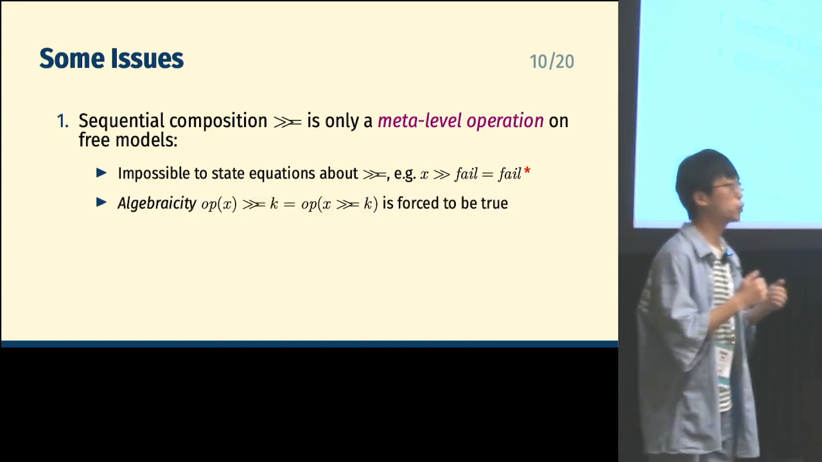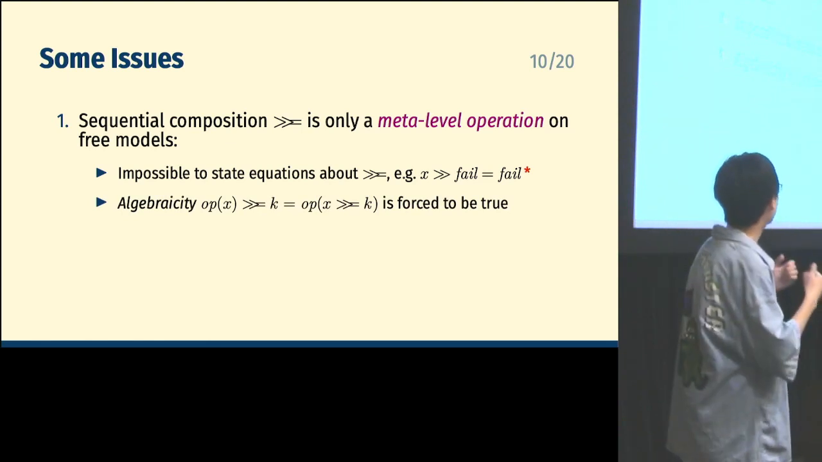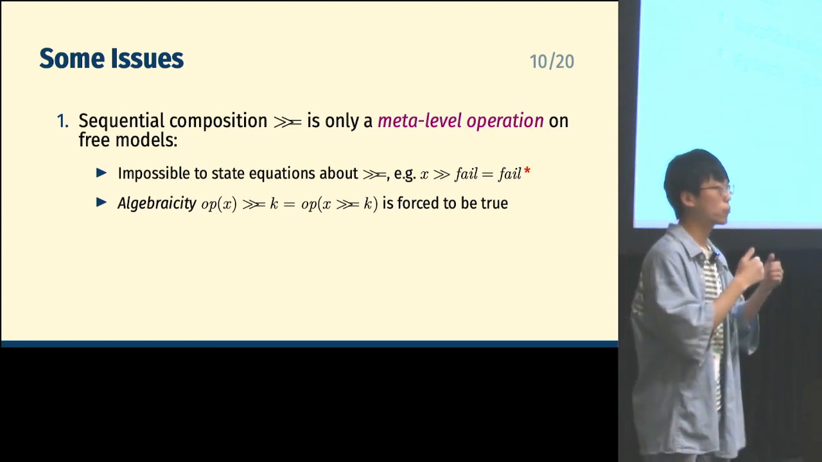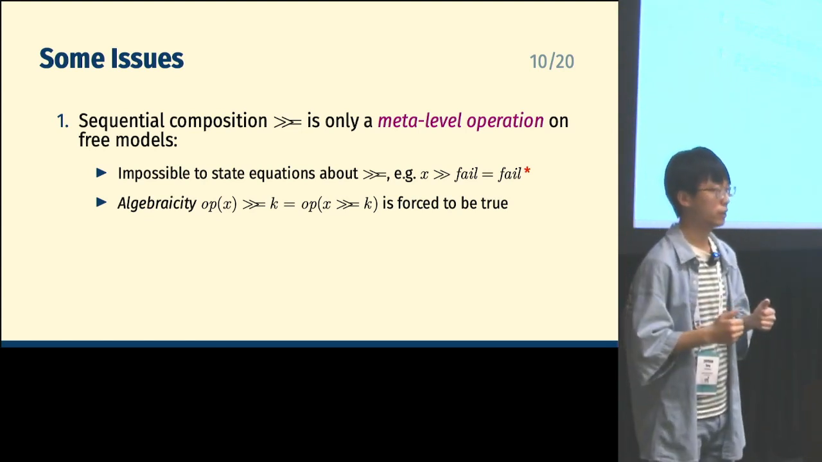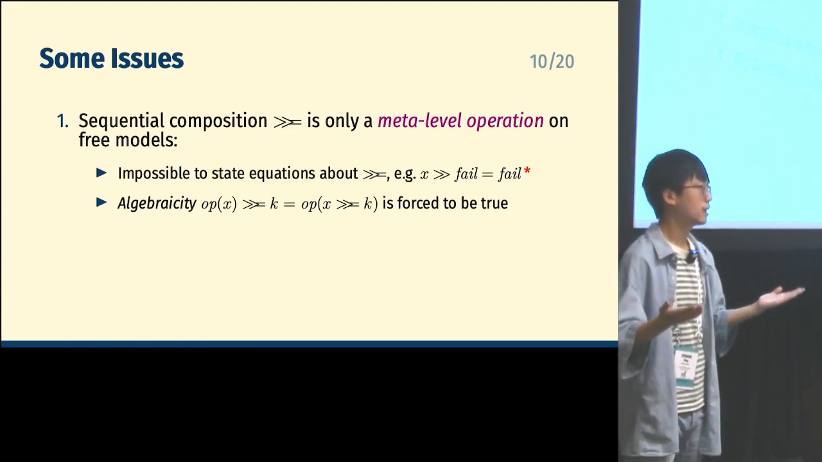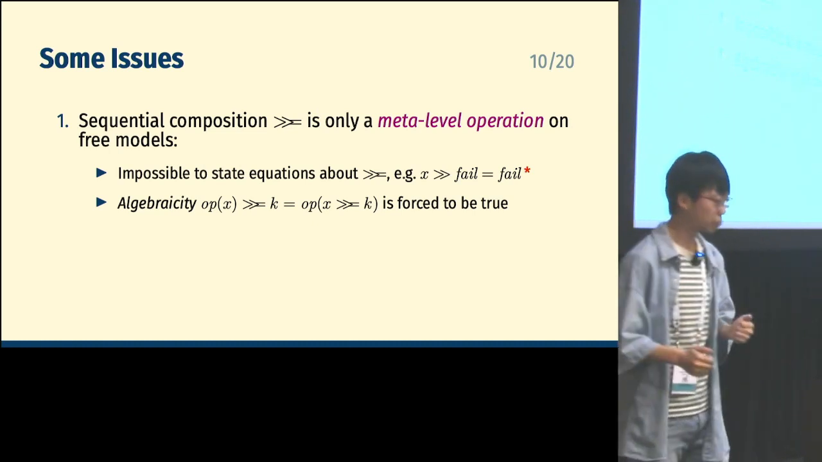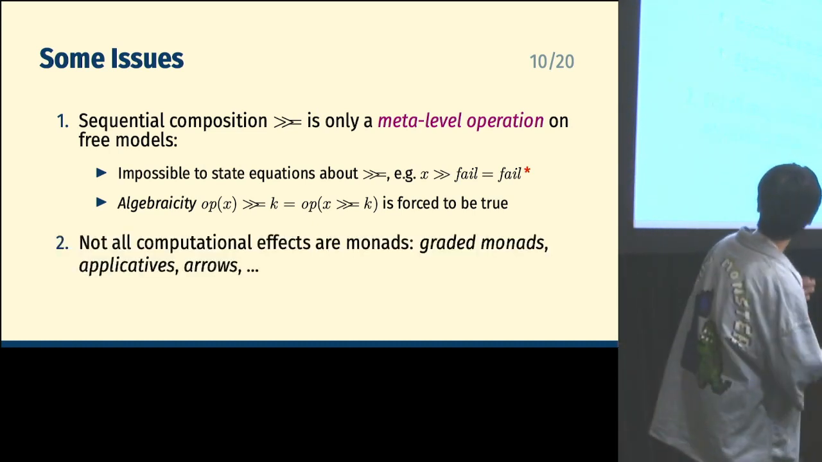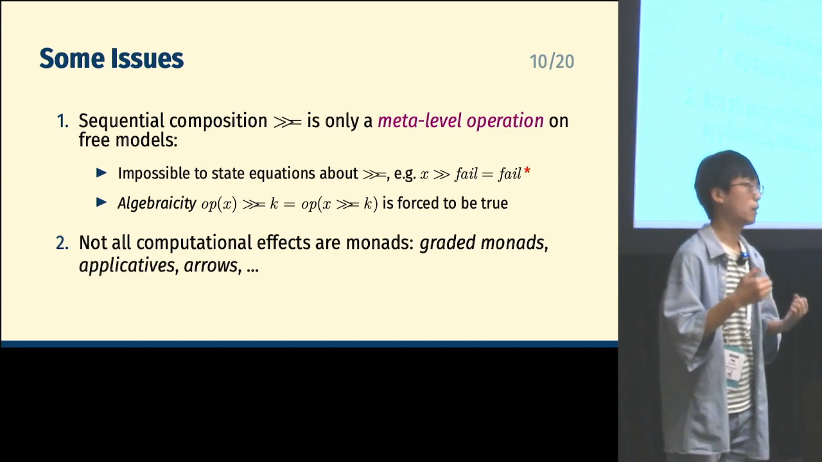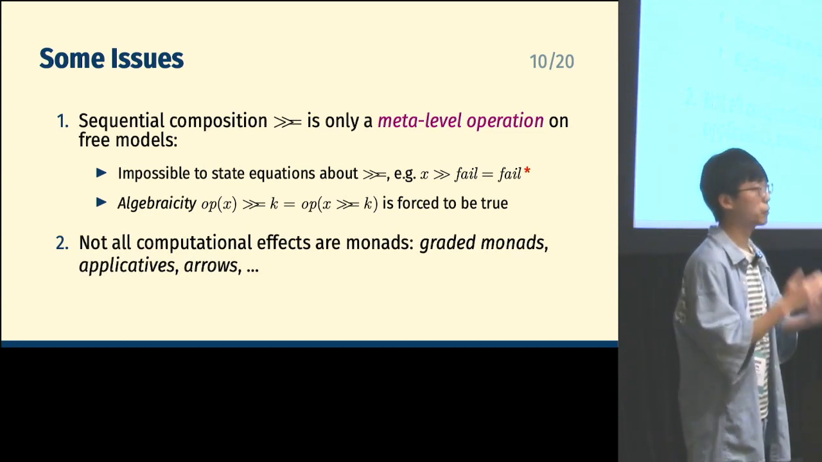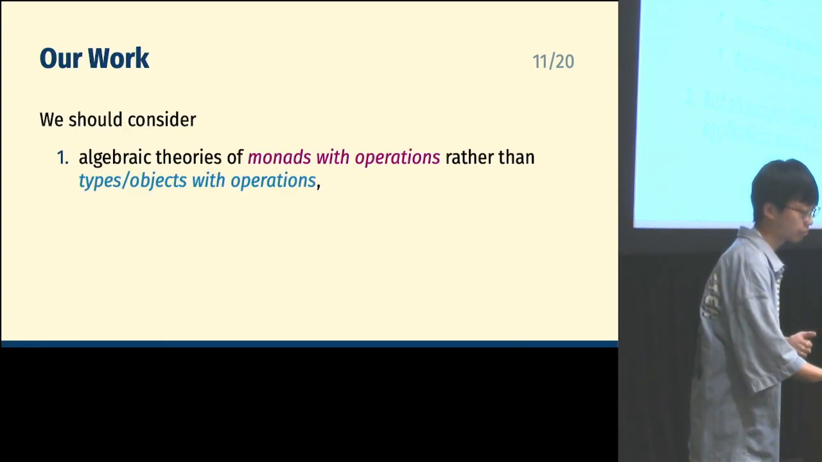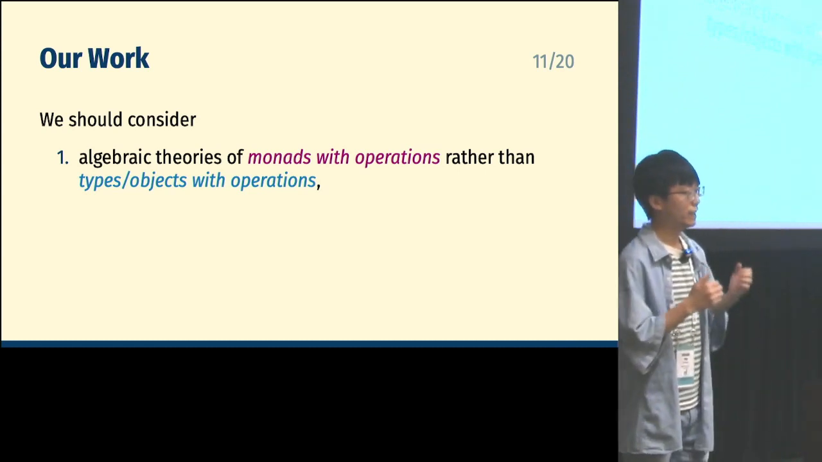And moreover, sequential composition on the free models necessarily satisfies a property sometimes called algebraicity, which says that sequential composition commutes with every operation. But in practice, many operations just don't satisfy this property. So we cannot use algebraic effects to model these operations. And some of you may know there are some concepts that we also use to model computational effects, but they are not monads. But algebraic effects are only about monads. So that's one more limitation. So these issues motivate our work.